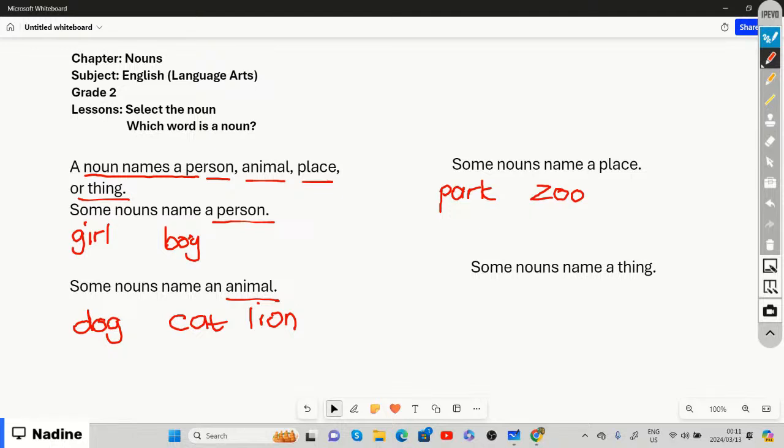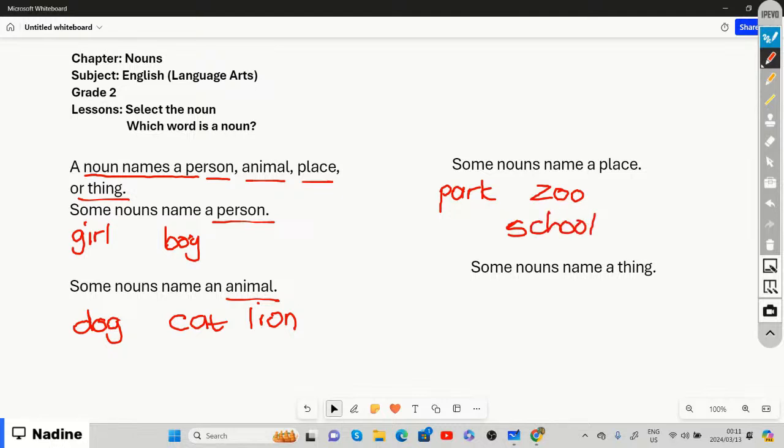All right. So we have nouns that name a person, and we made an example of a girl or boy. Then we have nouns that name an animal, right? And we made mention of animals, like for example, a dog and a cat and a lion. Then we have some of the nouns that name places. Places like for example, we can maybe say a park. We're going to the park. We're going to the zoo. We're going to school, right? Those are places.